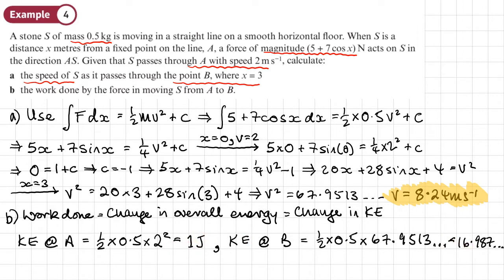So I can see the work done is causing the kinetic energy to increase from 1 to 16.987 joules. So the work done is going to be equal to the change in kinetic energy. So that's that 16.987 number minus the 1. Without a calculator, I can see that's going to be 15.987 and so on. I want to give my answer to 3 significant figures, and that's going to be 16.0, and work done is measured in joules, so we'll put joules at the end of that. Again, 3 significant figures.